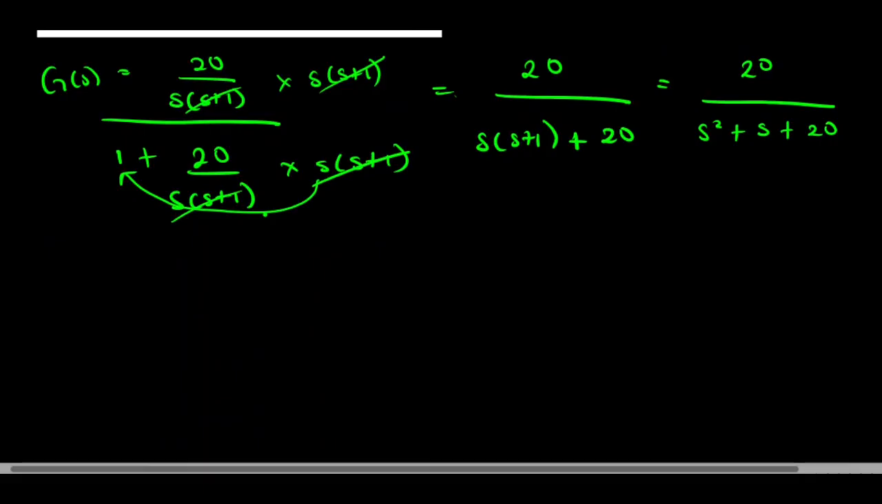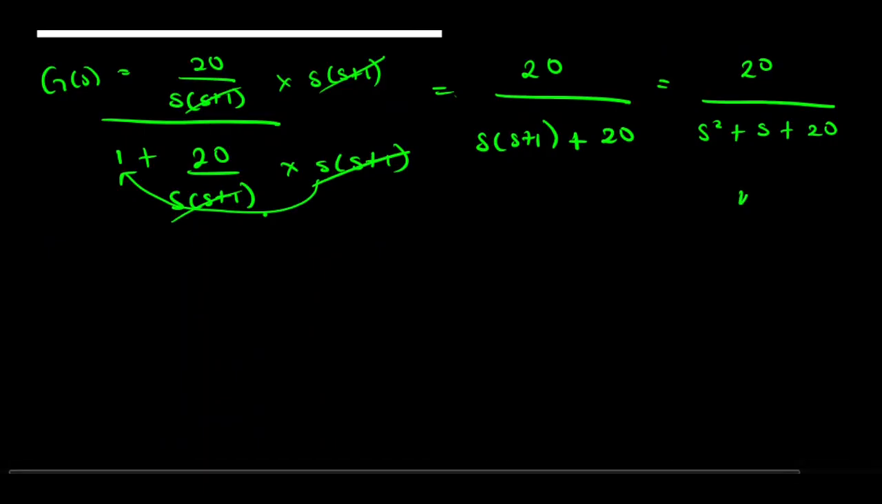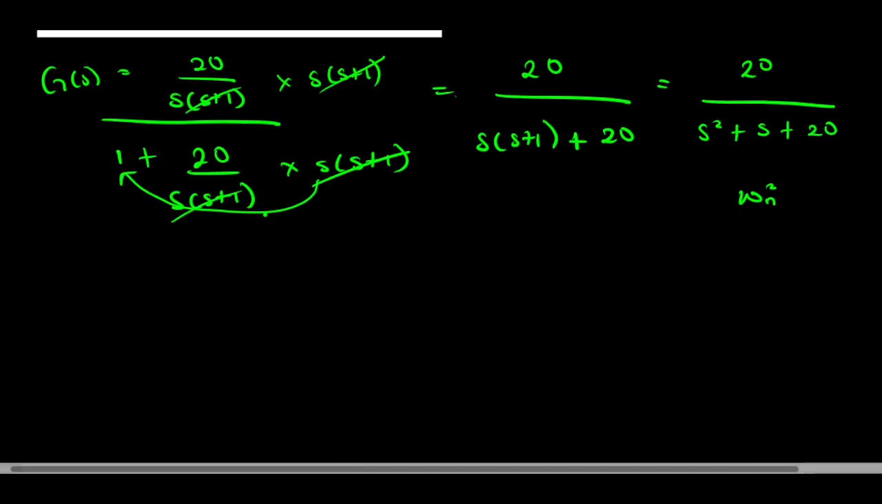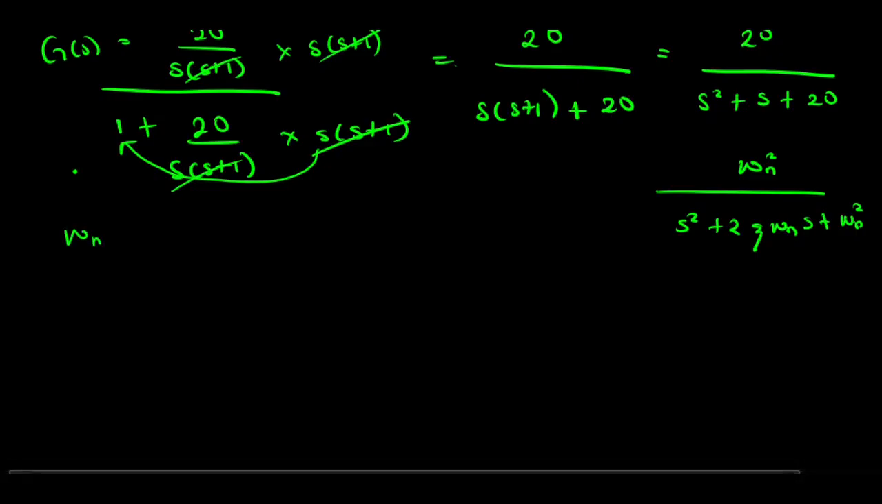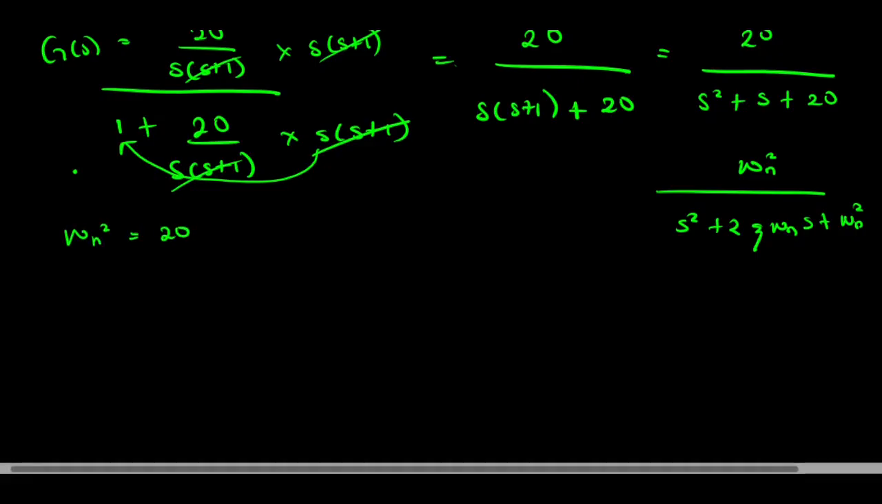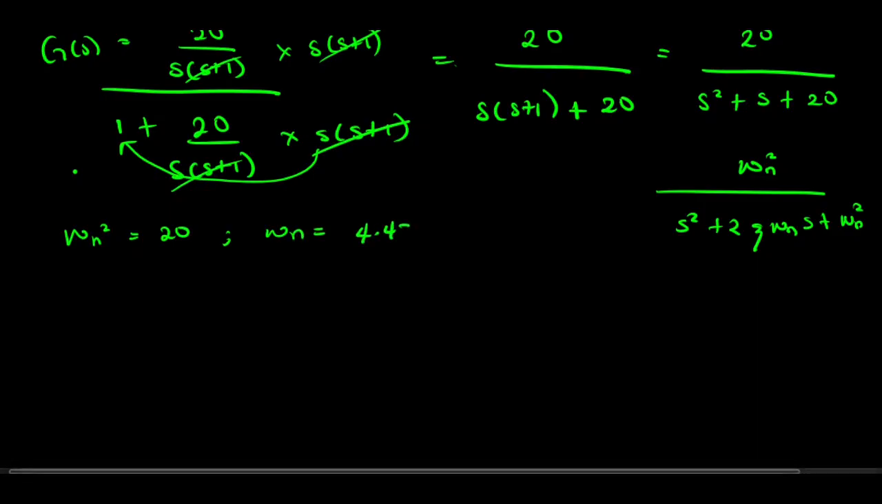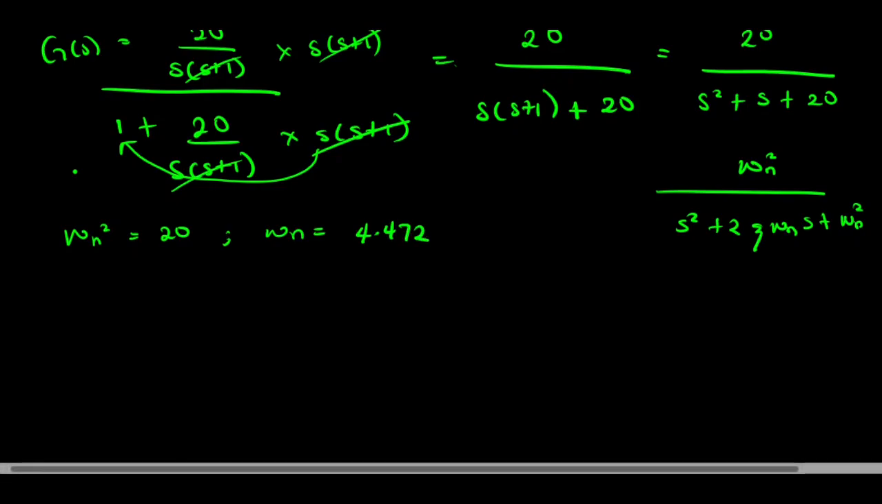Now this is a typical form for a second order damped system. So this will be s squared plus 2 zeta wn s plus wn squared. In this case, wn squared is equal to 20, which means wn is equal to the square root of 20, which is 4.472. We are solving this because we need it for settling time, rise time, and time constant.